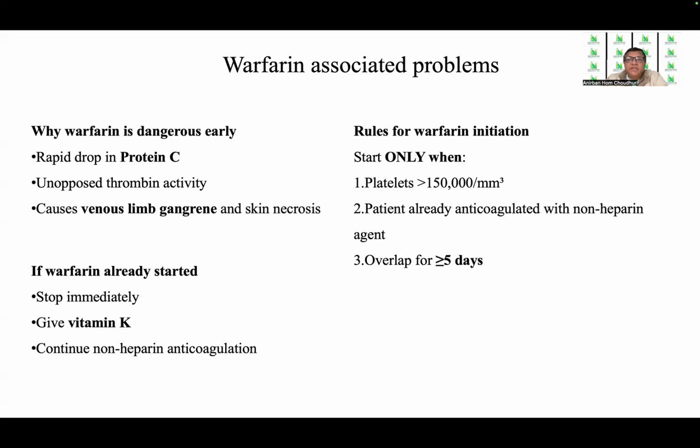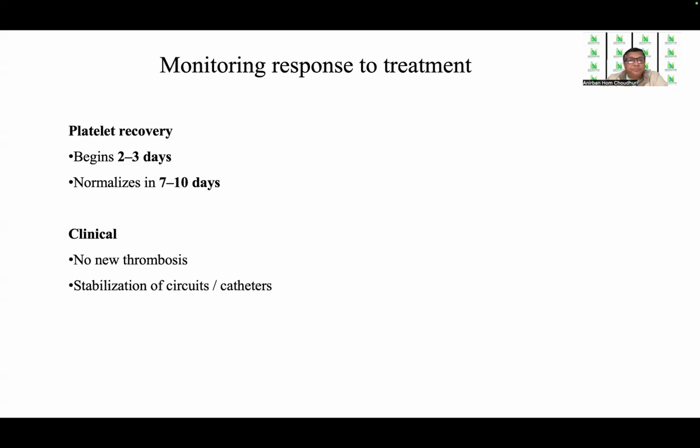Heparin rechallenge rules: start only when the platelets are more than 1.5 lakhs, the patient is already anticoagulated with a non-heparin agent, and there is an overlap of more than 5 days. You have to remember that PF4 antibodies may persist for weeks and they can sustain the thrombotic risk. So the risk of thrombosis is paramount and is much more than the risk of bleeding.